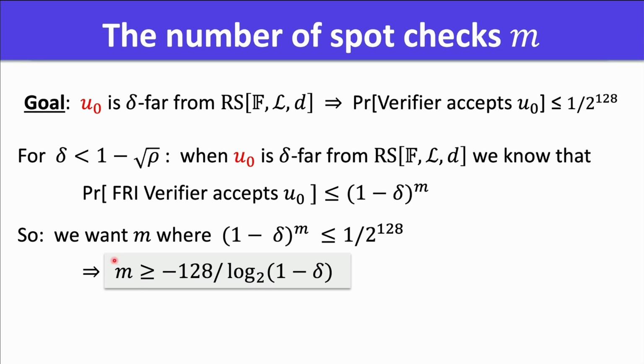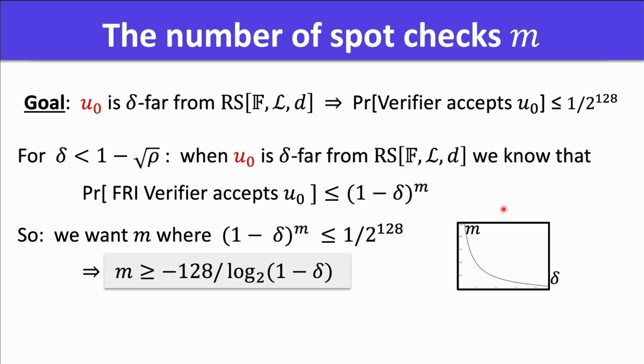So the number of spot checks m that we need to do has to satisfy that (1 minus delta) to the m is less than 1 over 2 to the 128, right? This will guarantee that the verifier accepts with probability at most 1 over 2 to the 128, which means that the number of spot checks needs to be greater than this expression over here. And here I plotted it for you. You can see that the larger delta is, the smaller m becomes. For example, when delta is 1/2, then the log of 1 minus delta is -1, and then m is going to be 128, and we need to do 128 spot checks per round of FRI.